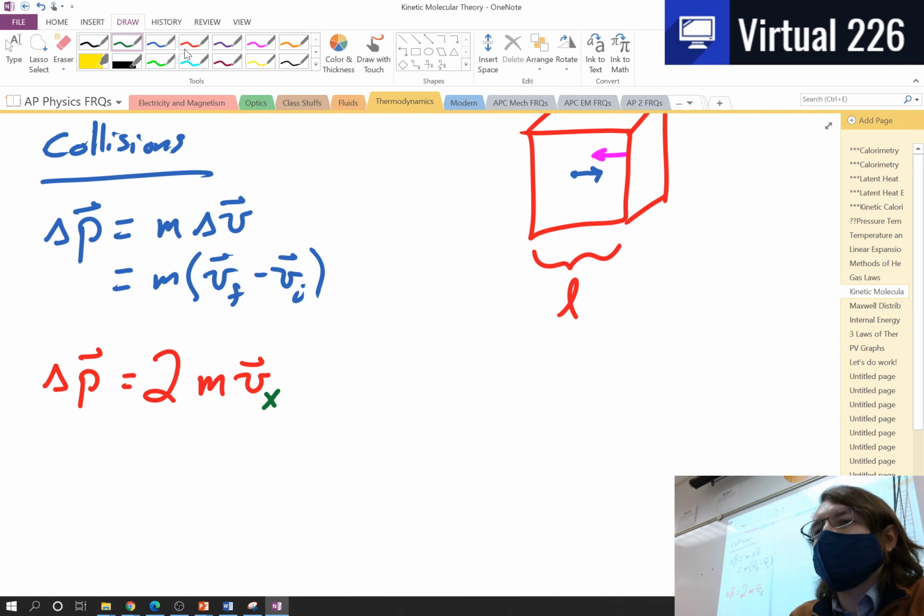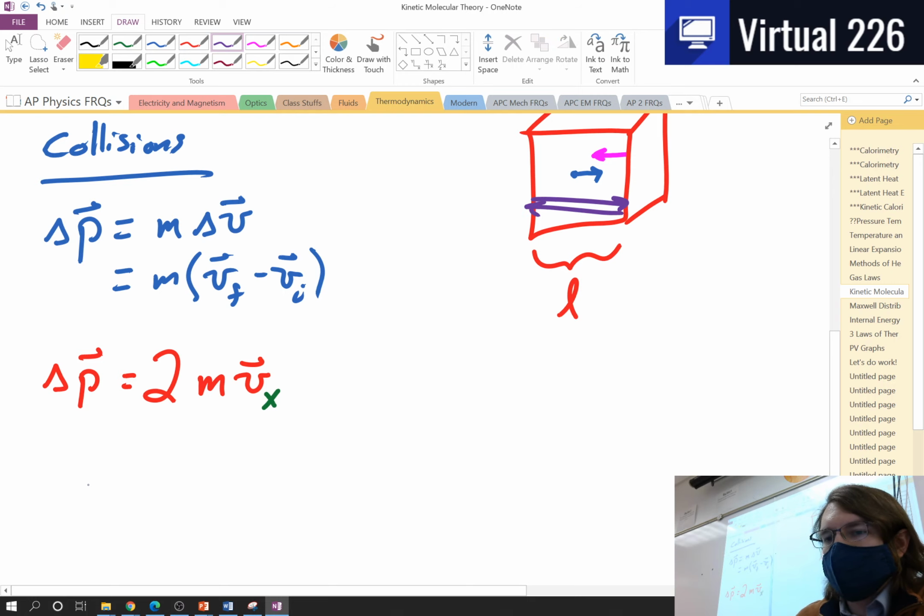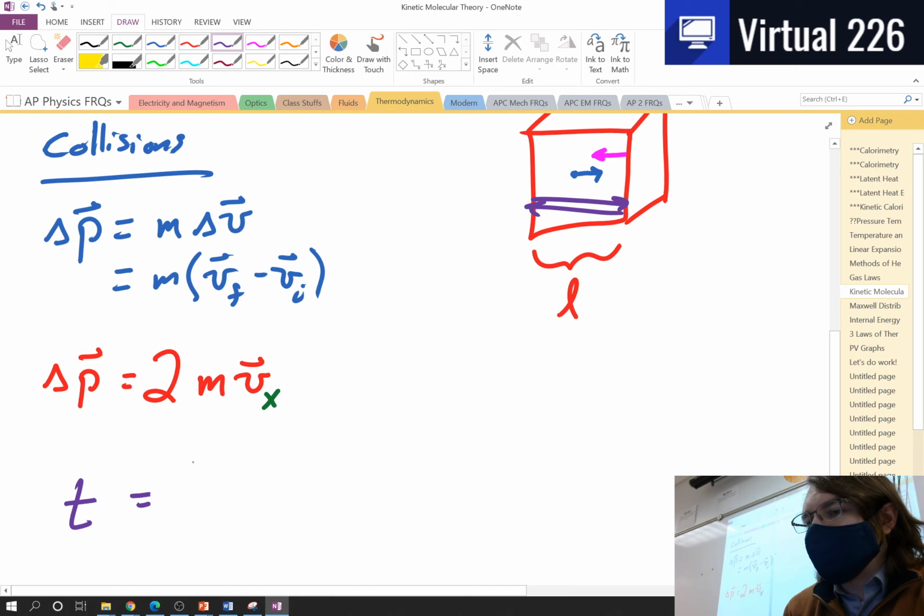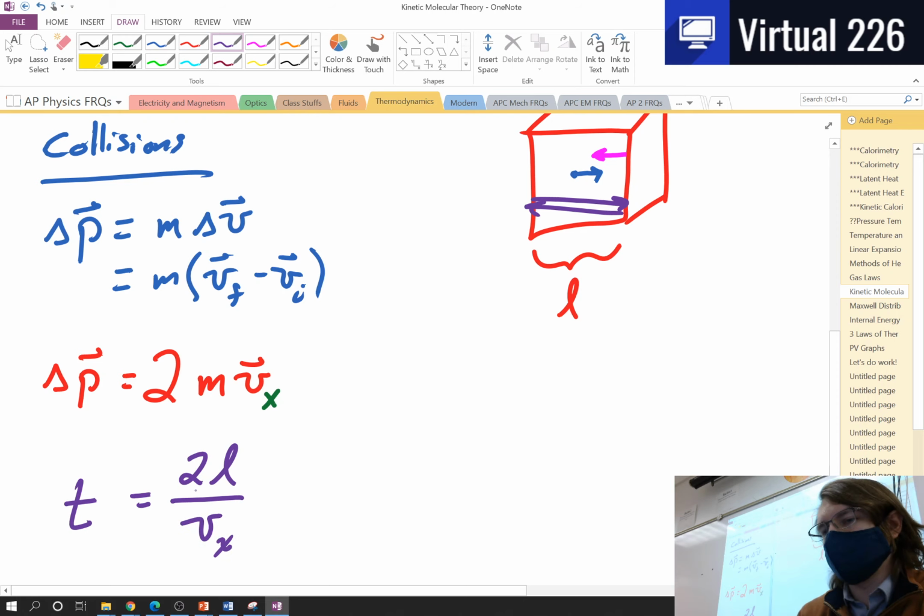Now, for this particle to move across the box and then back to make an entire loop, we can easily find the time it takes. The time is simply the entire distance, 2 times the length of the box, divided by the velocity of the particle, which we've designated as Vx.